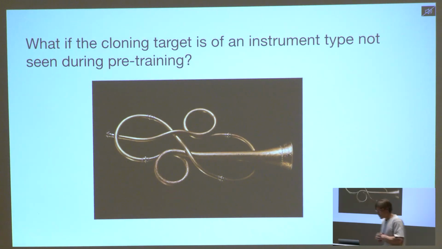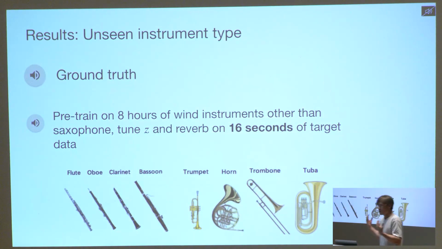All right, what if the cloning target is of an instrument type not seen during pre-training? I don't know what this is. And let's pretend like our network doesn't know what a saxophone is. So we pre-train on 8 hours of wind instruments, but no saxophone. And then we just simply try to adapt our model on only 16 seconds of saxophone data. And it sounds like this.